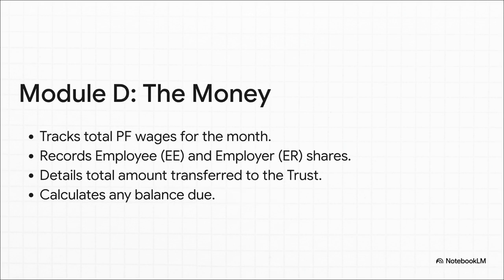Okay, so you've tracked your people in module C. Next up, you follow the money in module D. It's that simple. This module is all about the financial side: the total PF wages, the breakdown of the employee and employer shares, and crucially, it confirms that all that money actually made it over to the Board of Trustees. It's all about keeping things accountable.